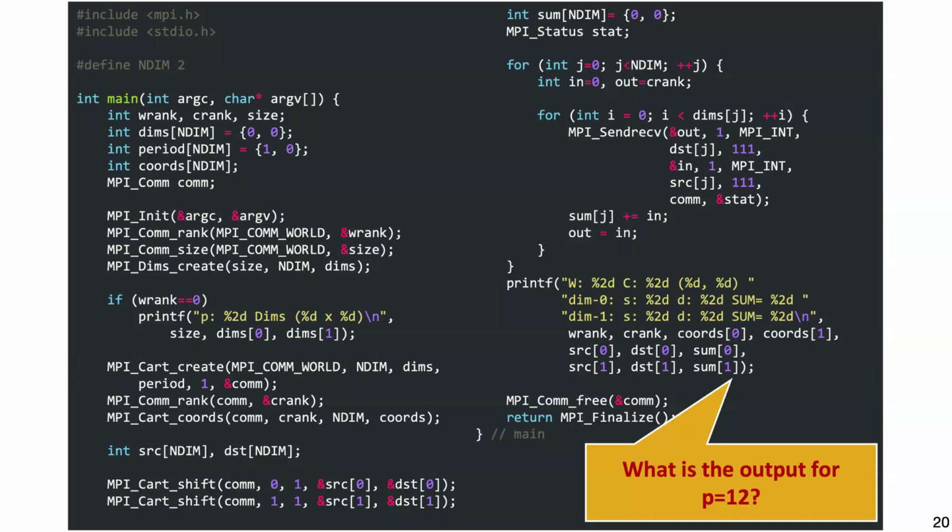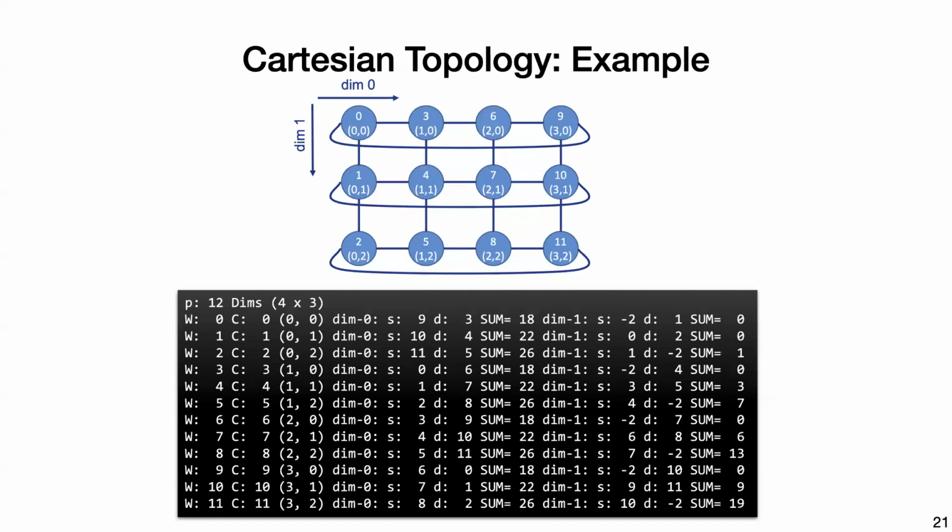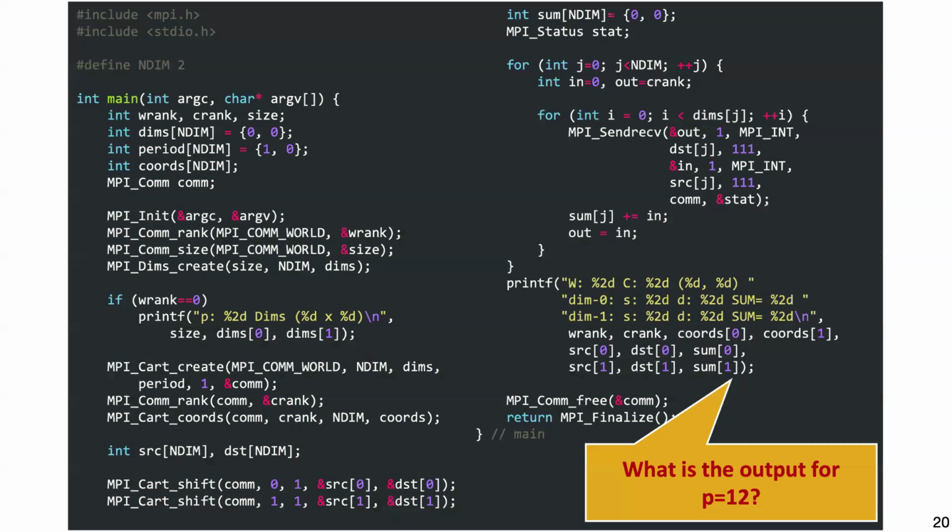So what is this actually doing? Well, if we look at this example, let's say we have a 4x3 grid. So this is dim 0 and this is dim 1. And periodicity was equal to 1 along dim 0, and then periodicity was equal to 0 along dim 1. Here.